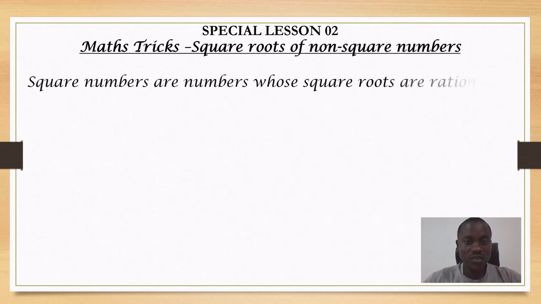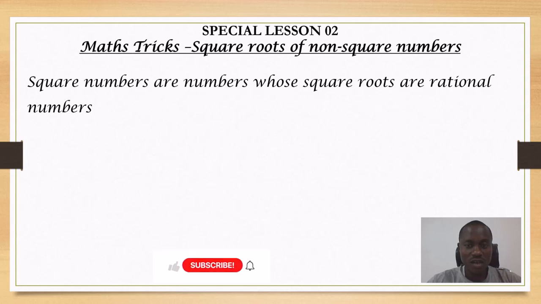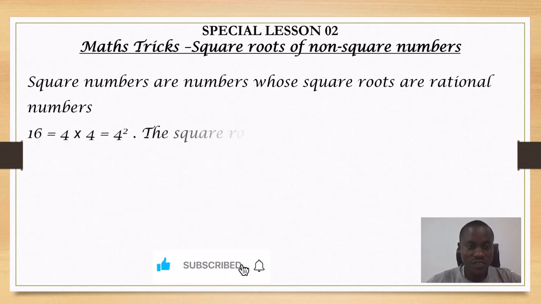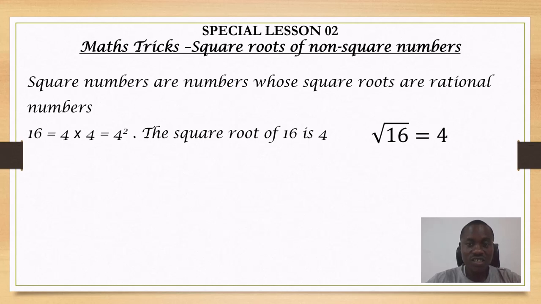Square numbers are numbers whose square roots are rational numbers. For example, if you have 16, 16 is 4 times 4. So the square root of 16 is equal to 4. So we say that 16 is a square number. But if you have a number like 17, the square root of 17 is not a whole number. It's a fraction. It's a decimal. So we say that 17 is a non-square number.